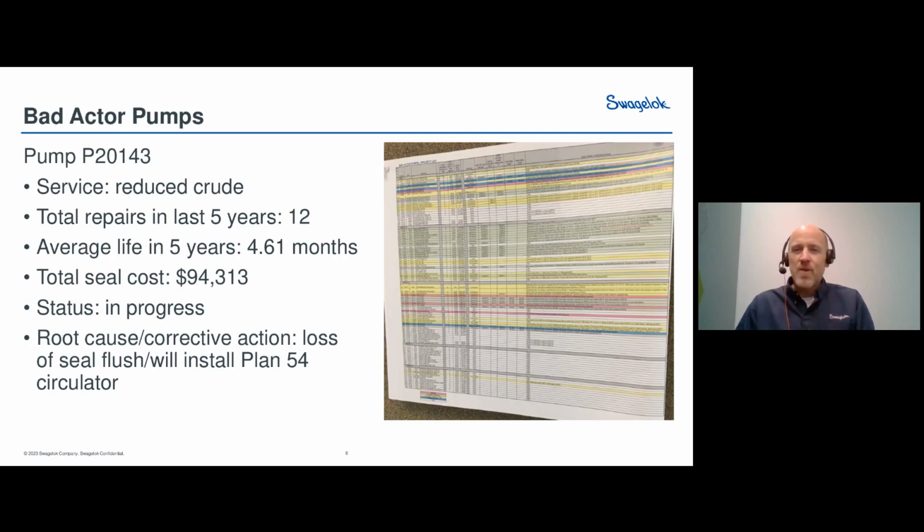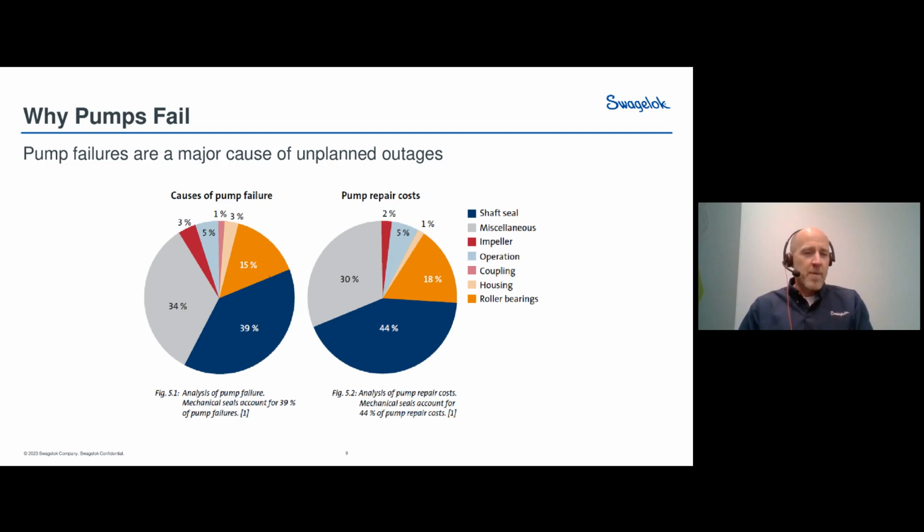So there's a lot of different reasons that this could be happening. There are different efficiencies that you can have in how you operate your pump, and those can contribute to the life cycle of the pump. Now, in this case, the root cause of the latest failure was that they lost their flush fluid in their seal support system, and as a result, they have a plan to install a Plan 54 seal support system so that that particular failure doesn't happen again. But if they're failing every 4.6 months, there are probably lots of other problems that they could potentially fix as well. So why are pumps failing?